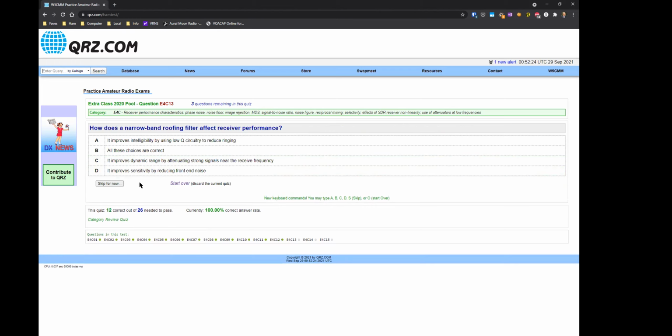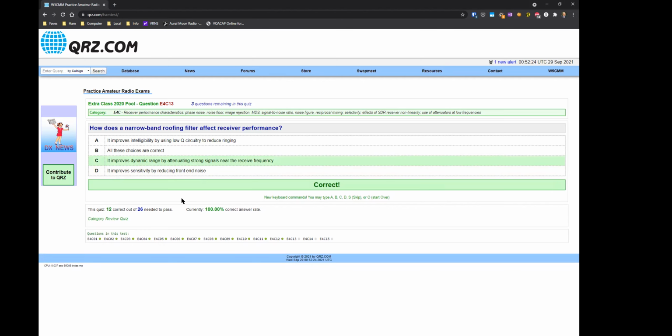How does a narrowband roofing filter affect receiver performance? C. Yeah, C.